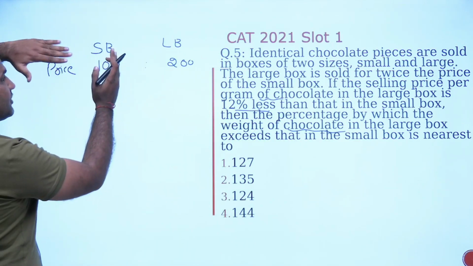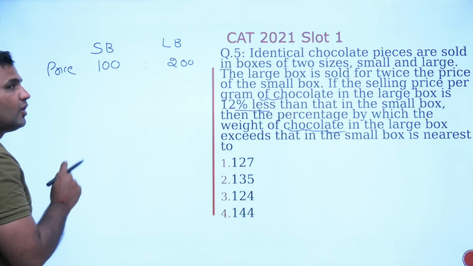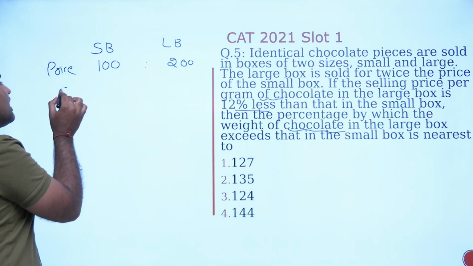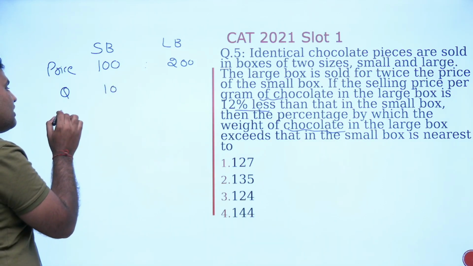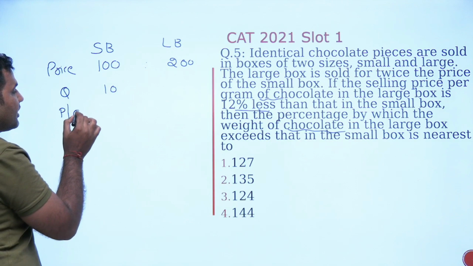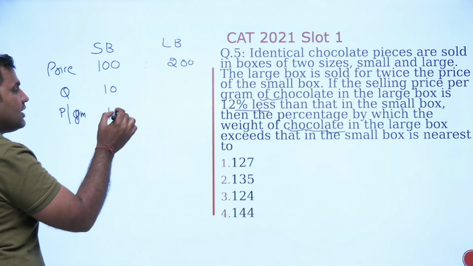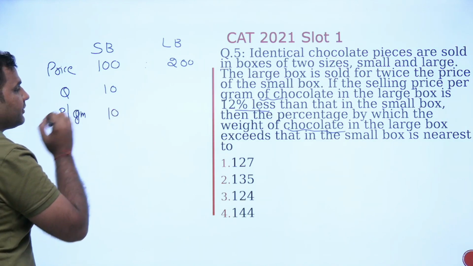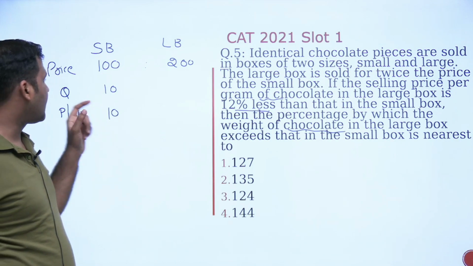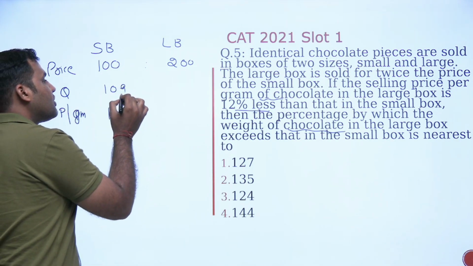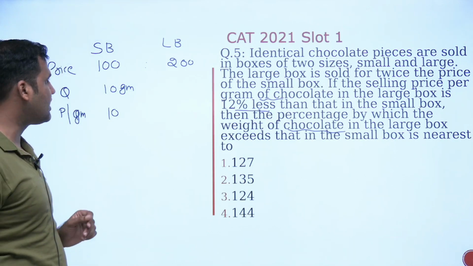Now if I'm assuming that the small box has a price of 100 rupees, right? Let's say the quantity is 10, and let's also assume the price per gram of the chocolate is 10. Now guys, the price per gram is 10 and I'm assuming that this box contains 10 grams. So finally the price will get settled at 100.